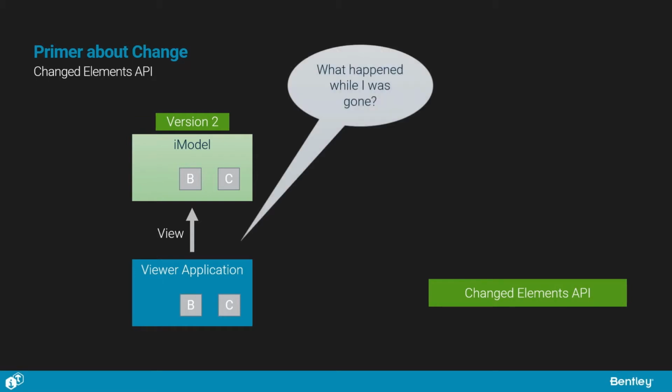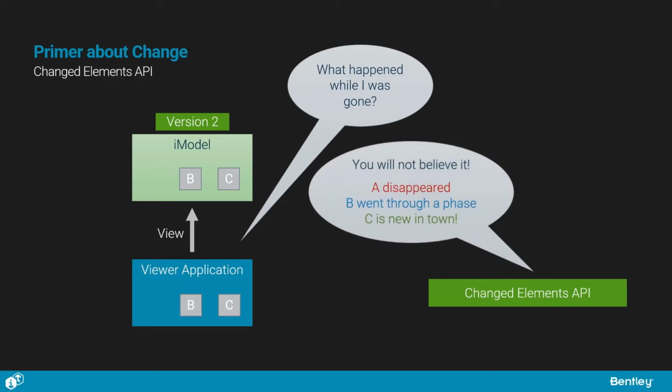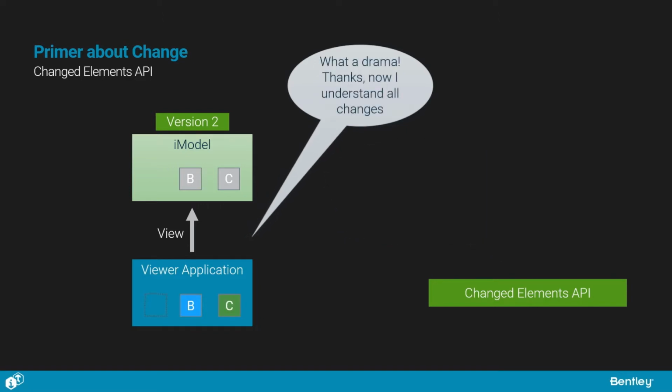The viewer can ask the API what has happened between a range of versions and get a summary of what has changed. In our sample here, the viewer asks the API what happened between versions 1 and 2, and it replies with a summary of changes that we call a comparison. Now that the viewer has the comparison, it can decide what to do with that summary.